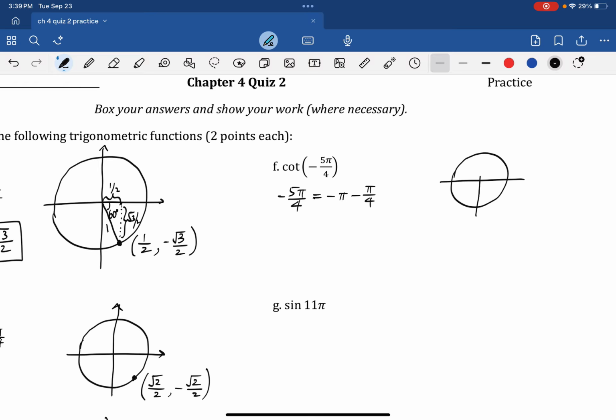of going pi clockwise in the negative direction and then an extra pi over 4, right? So that will place me right there.